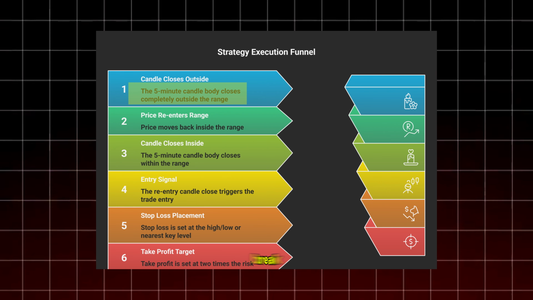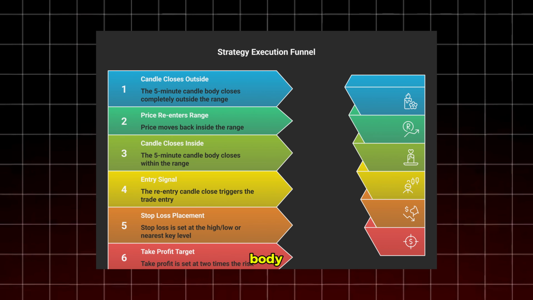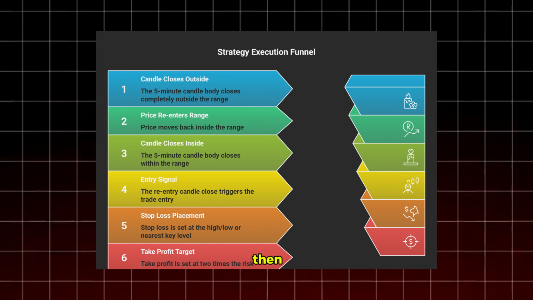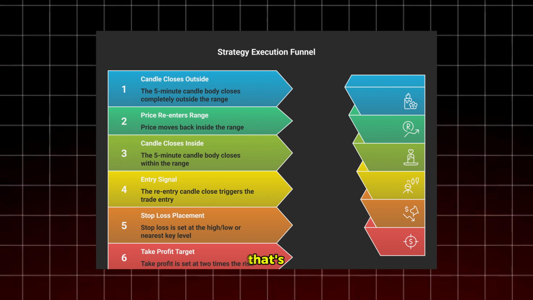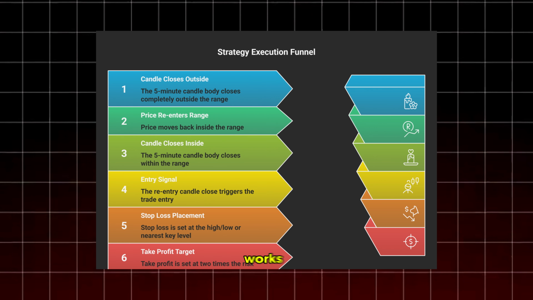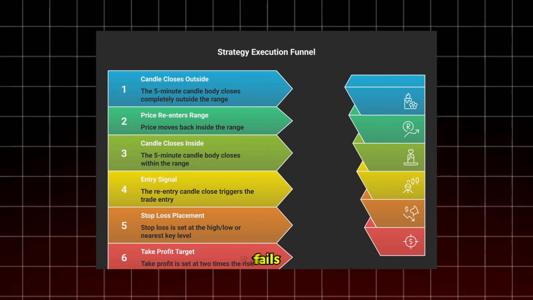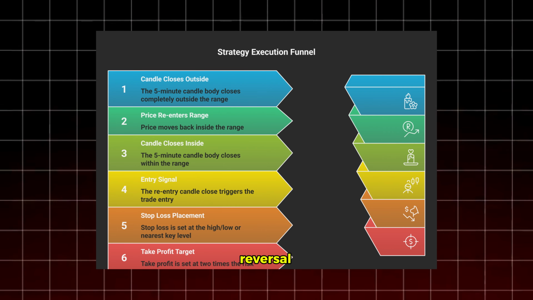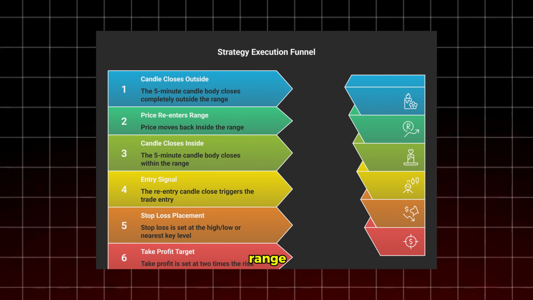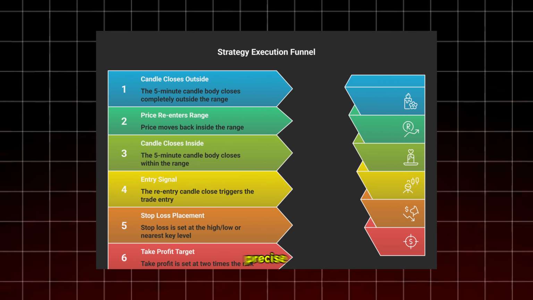You need the price to break outside your range on the 5-minute chart. Not a wick, the candle body has to close completely outside. Then you wait for price to come back inside and close within the range. That's your signal. And here's why this works when normal scalping doesn't. When price breaks a range and fails, it snaps back hard. You're not guessing direction. You're catching the reversal as it happens. The 4-hour range tells you where the reversal is likely, and the 5-minute chart gives you the precise entry.